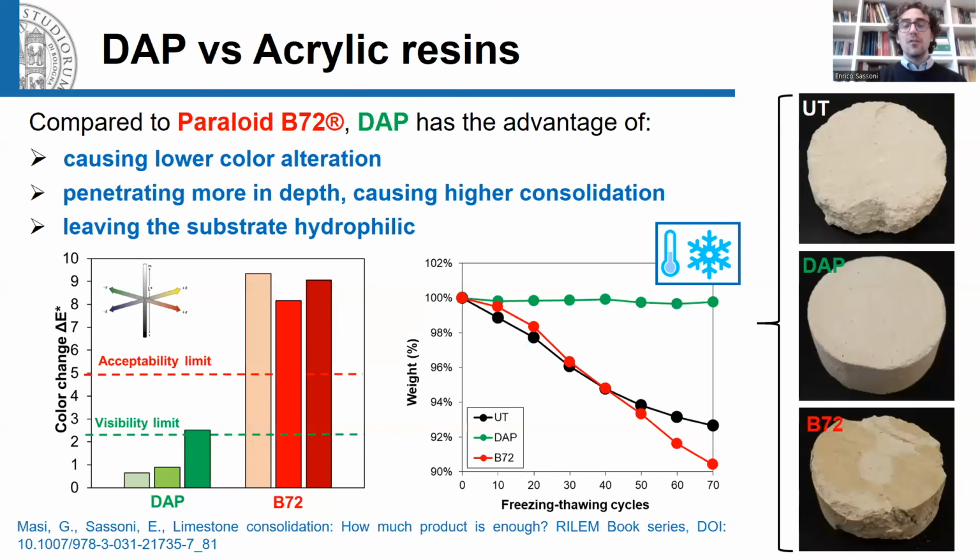Extensive testing, also in comparison with alternative consolidants, have shown that durability issues of DAP-treated stones seem not to be a major concern, at least in laboratory conditions. Indeed, here, for instance, you can see that the durability of DAP-treated limestone to freezing thawing cycles was much better than that of the untreated reference, but also in comparison with Paraloid B72, which is one of the most widely used acrylic resins. So DAP-treated limestone was able to stand 70 freezing thawing cycles without a major problem.